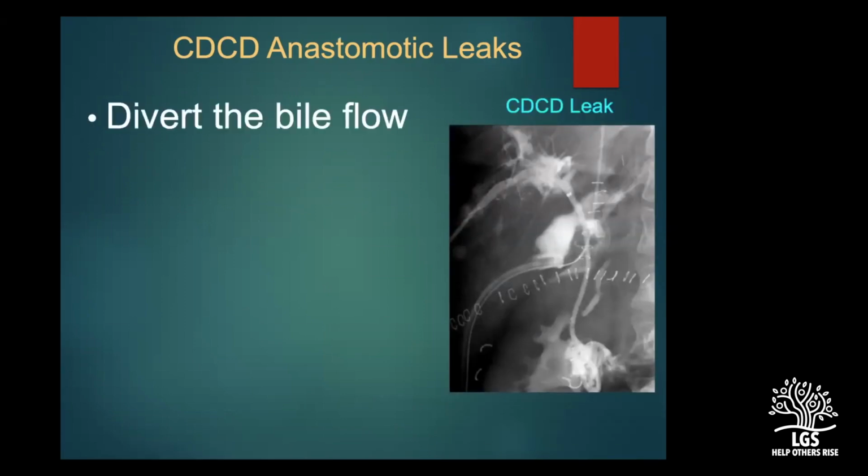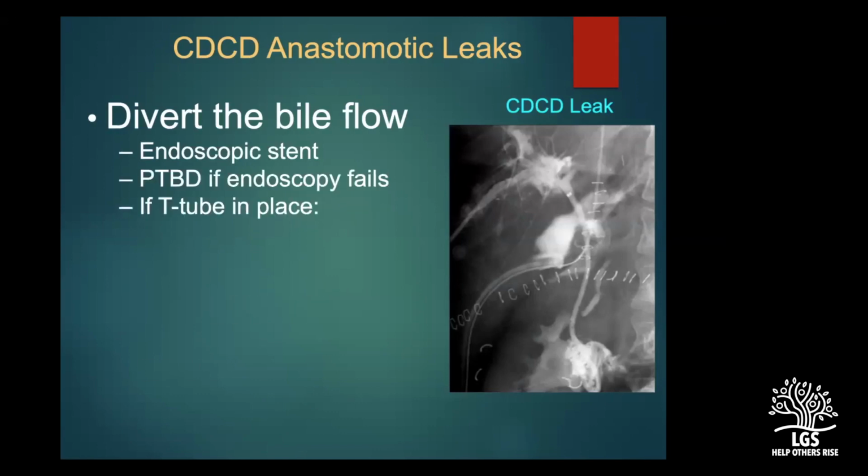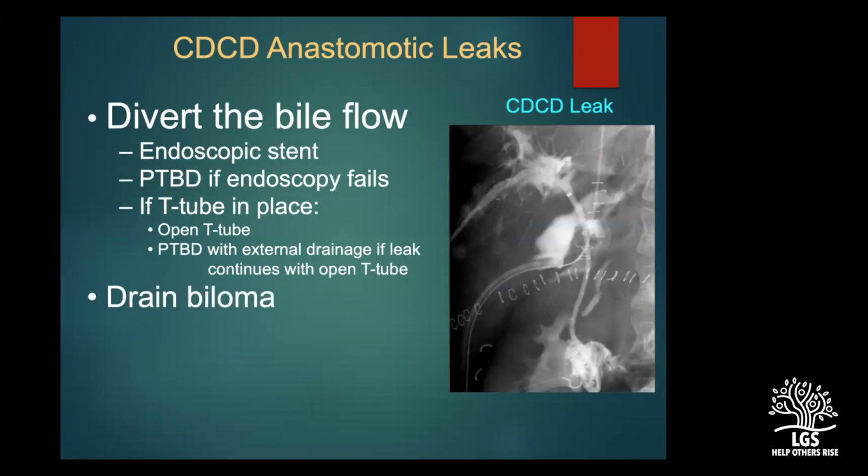this is when do we interfere? If there is a leak, we interfere either to divert the bile flow using either our PTBD internal external drain or the endoscopic stent. If the T-tube is in place, you open the T-tube, or PTBD external drainage, if the leak continues with open T-tube. This is normally what we do, and we drain the biloma. So draining biloma and diverting the bile flow, these are the two things that we do when it comes to any kind of a leak.